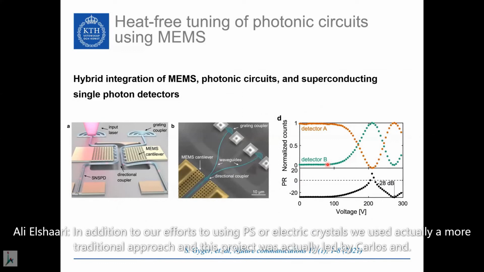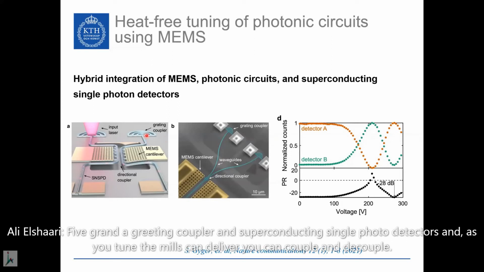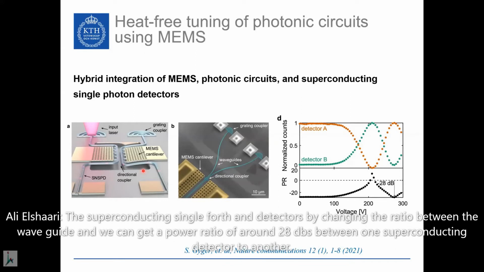In addition to our effort using piezoelectric crystals, we also used a more traditional approach, and this project was led by Carlos and Samuel, to use MEMS technologies, which is in line, I guess, with this summer school, to tune the photonic integrated circuits. In this example, the circuits consist of a grating coupler and superconducting single photon detectors. As you tune the MEMS cantilever, you can couple and decouple the superconducting single photon detectors by changing the coupling ratio with the waveguide. And we can get a power ratio of around 28 dB between one superconducting detector and another.